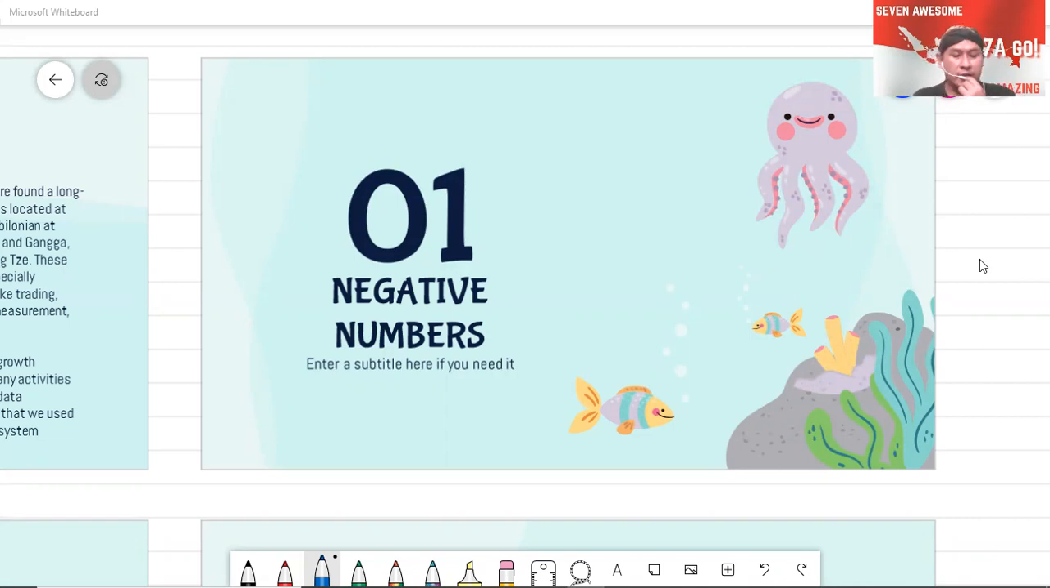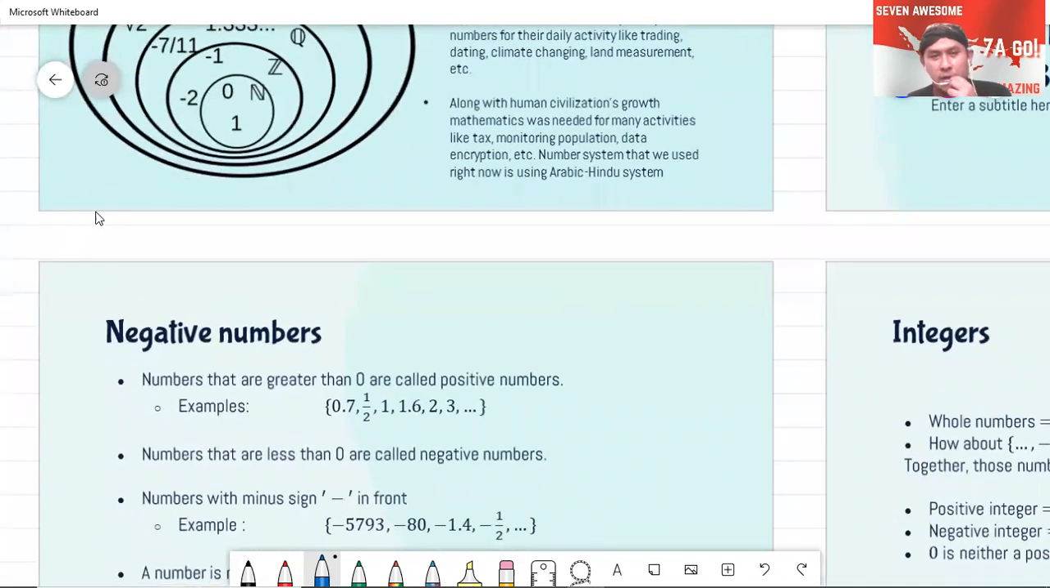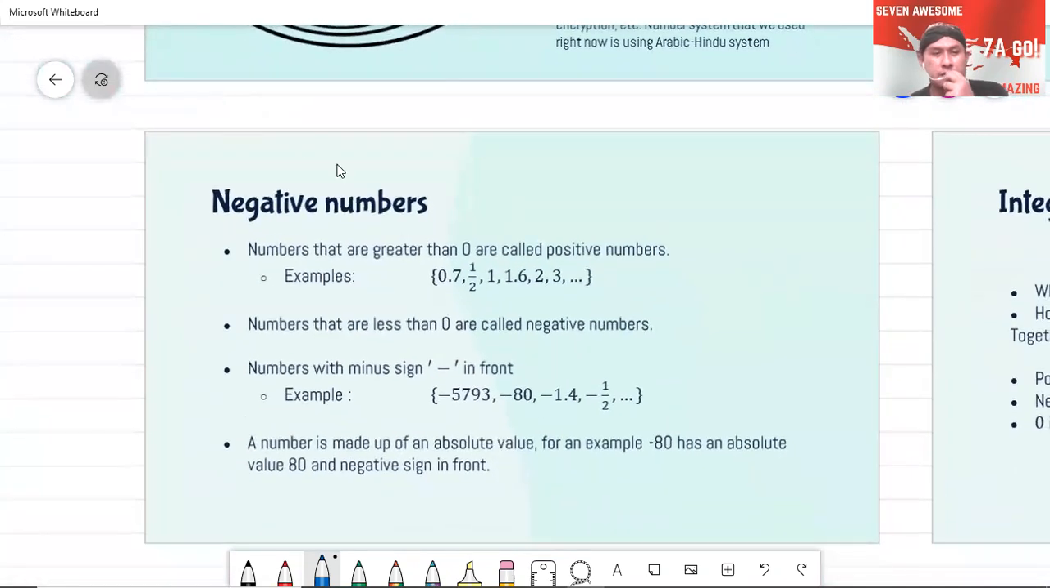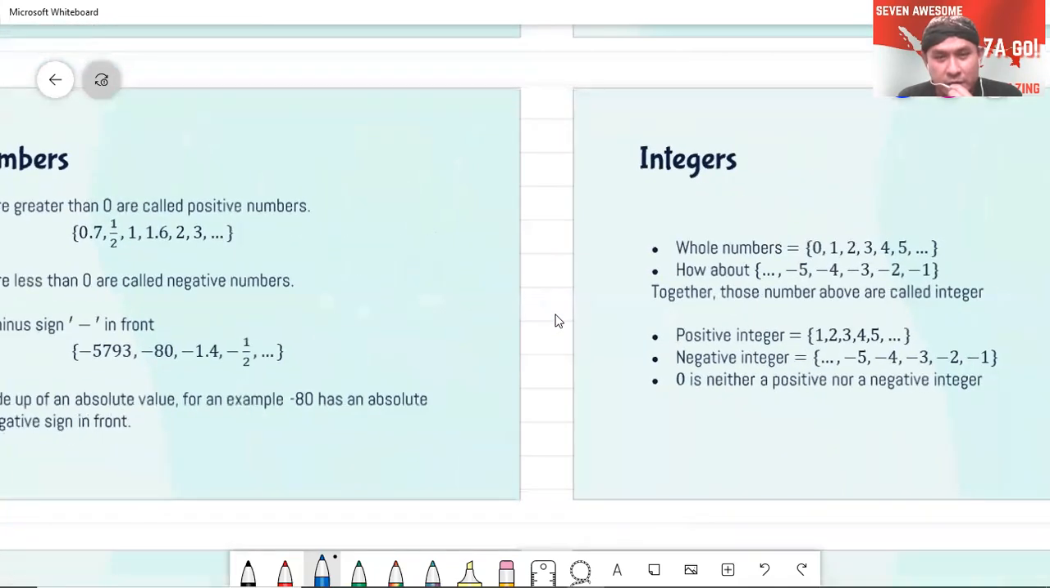Mr. Bondan is here. Today we're going to learn about negative numbers. Negative numbers are the way that we express numbers below zero. As we have learned before, numbers greater than zero are called positive numbers. Now the question is, how can we express a number that is less than zero? We call that negative numbers. That's it for negative numbers.